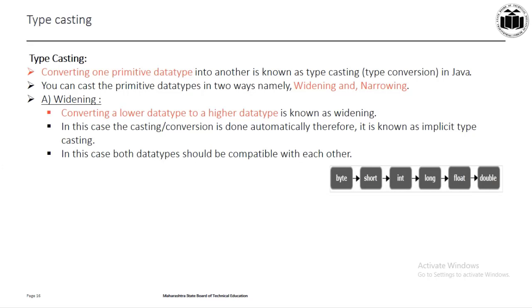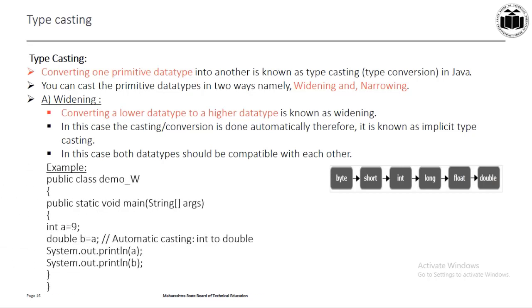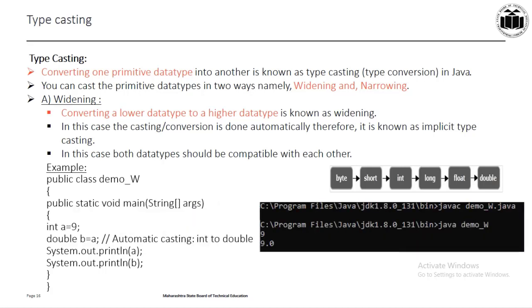In this diagram you can see byte can be converted into short, int, long, float or double. Short can be converted into int, long, float, double and so on. In this code, int a is equal to 9. Now we have assigned this integer a's value to a double variable b. So here the integer gets converted into double data type. In this way, Java supports automatic casting. Here is the output of this source code. Initially a is equal to 9, which is an integer, and I have converted a's value into double, that is 9.0. This concept is known as widening typecasting, also known as implicit typecasting.